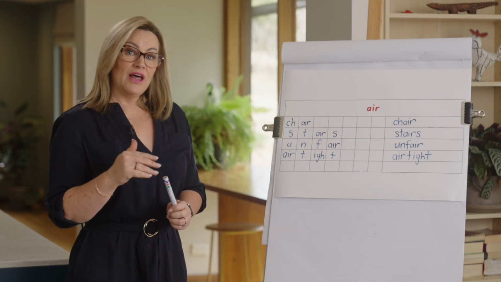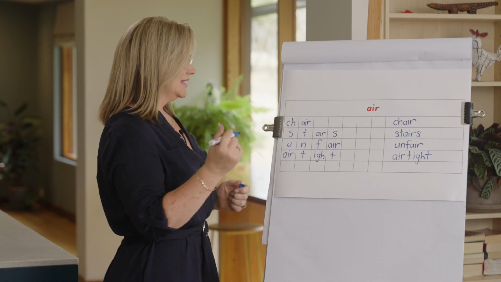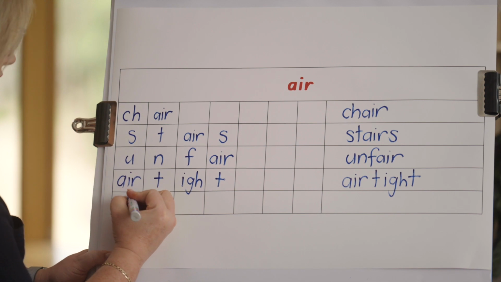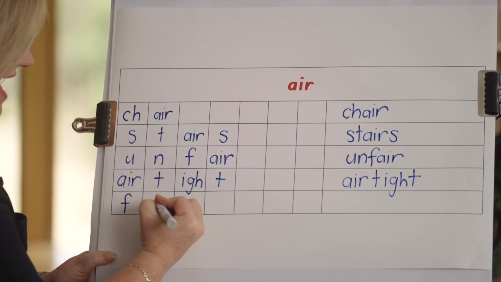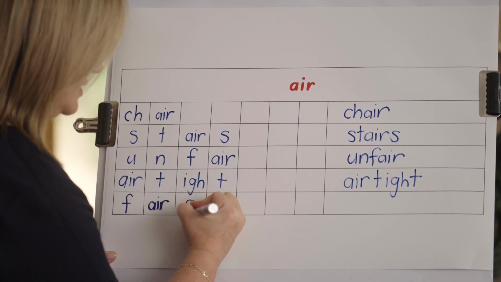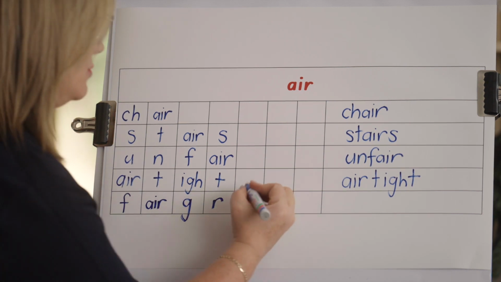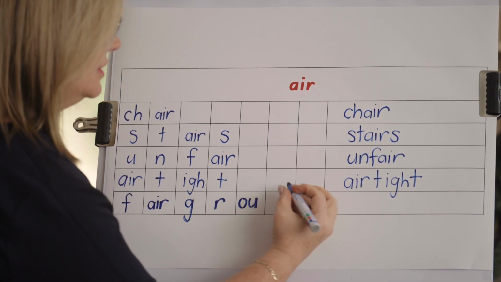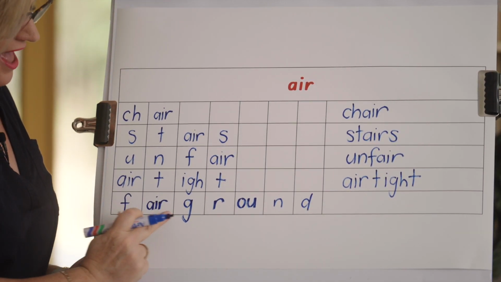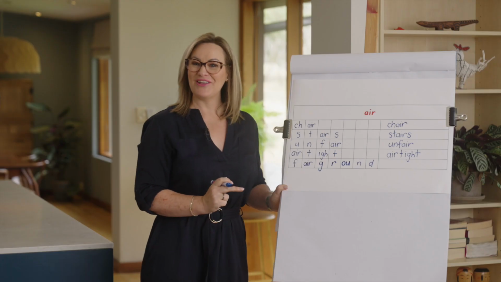Do this one with me if you like. If you would like a challenge, pause, do it on your own, check. Let's do this together if you would like me to. Fairground. Air, g, they're separate, not together. G, ow, as in ouch. D. Air, g, ow, d. Write the whole word, please.